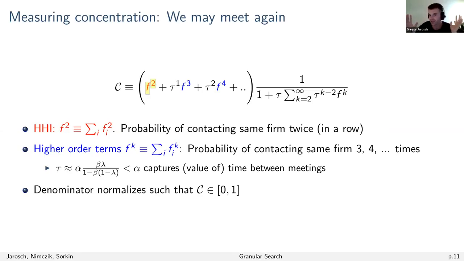All right, why does this show up? Why is this measure, which is often used in an ad hoc way, actually a natural measure for concentration here? Well, in a random search world, the sum of the squared shares is literally just the ex-ante probability that you run into the same guy twice in a row.